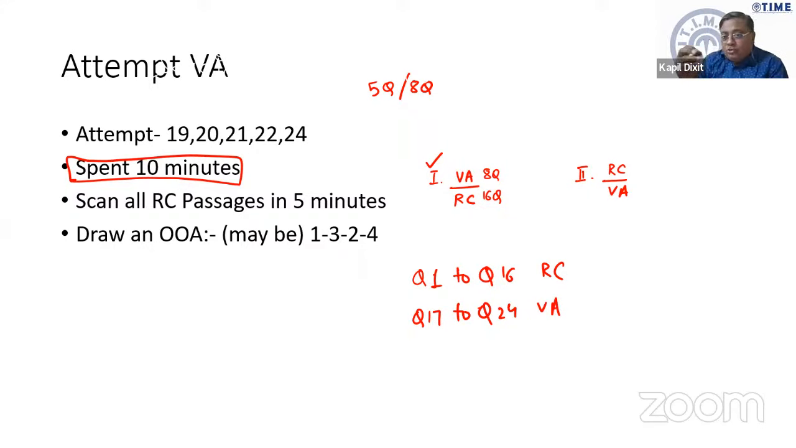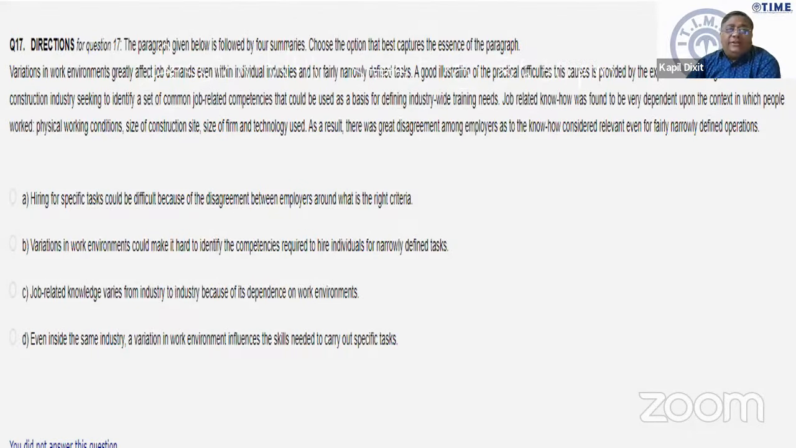At times, it is possible you may not even get this demarcation. In that case, in your notepad you need to identify which questions are from verbal ability, so that you can actually attempt verbal ability first, or let's say you can start the paper with verbal ability. Okay, let's go back. So this was question number 17, which was the first question of verbal ability.